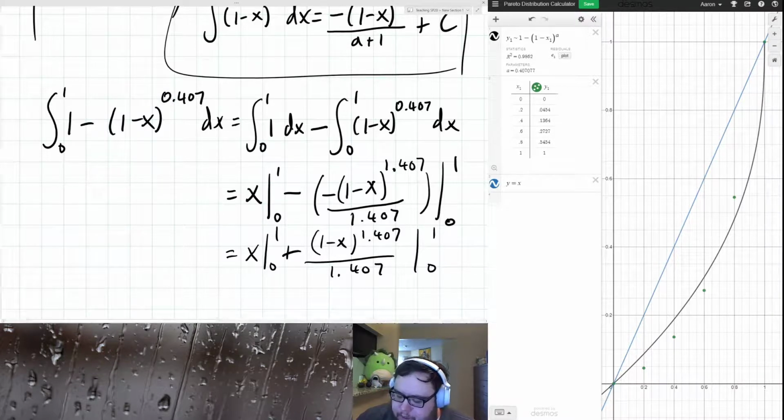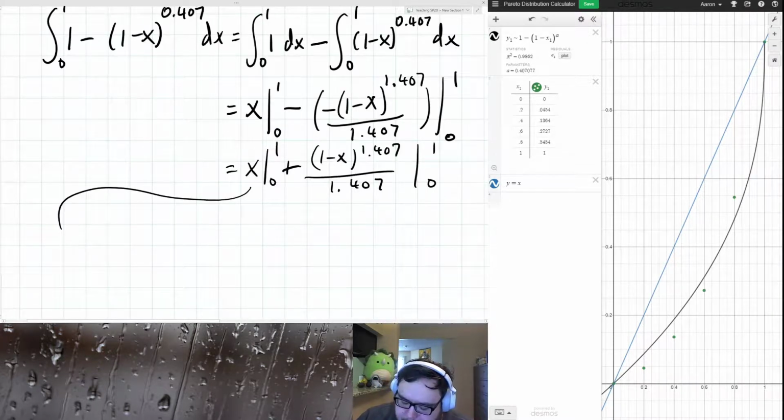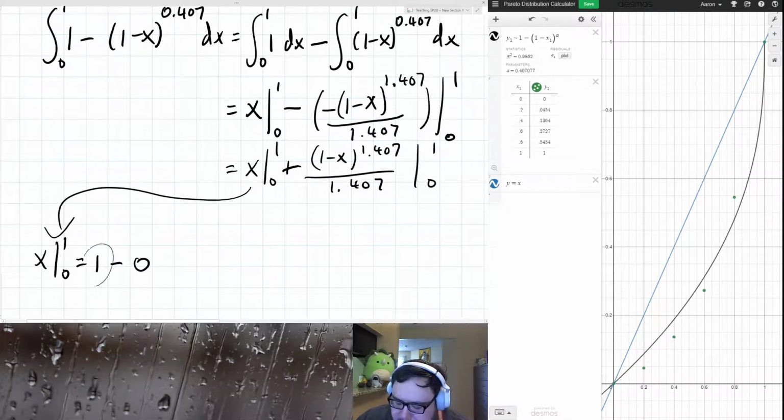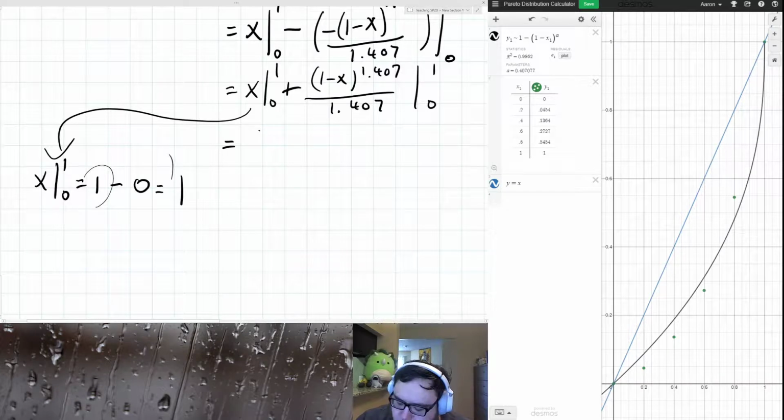The first part here is pretty easy to check. x evaluated between 0 and 1. When we have this bar, remember that means we're just plugging in 1 minus 0, right? So we're plugging in 1 and evaluating, and then plugging in 0 and evaluating. So that part is just 1. So this is 1 plus something.